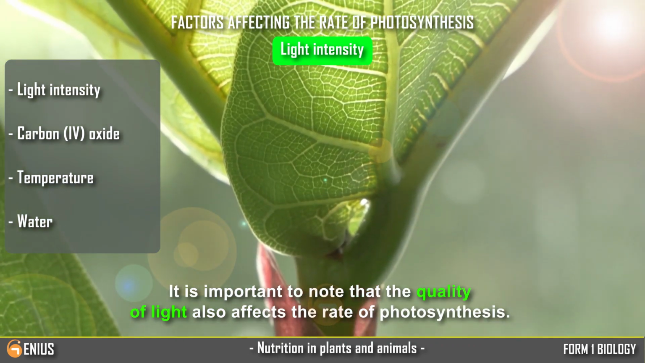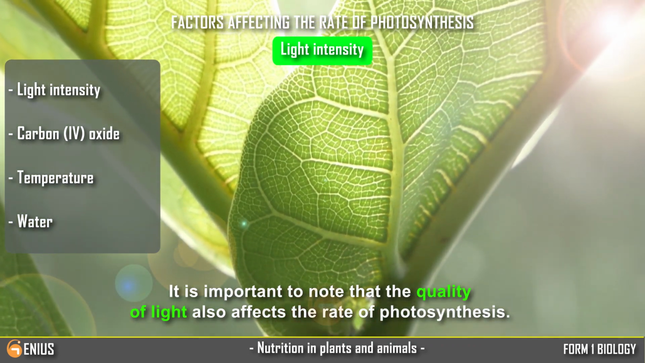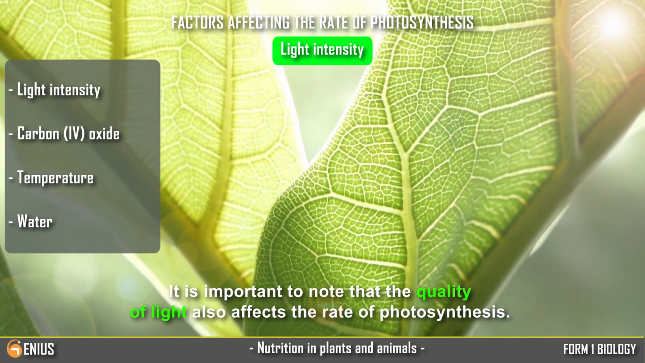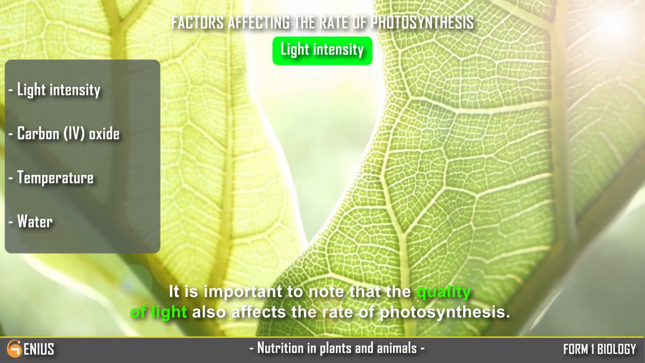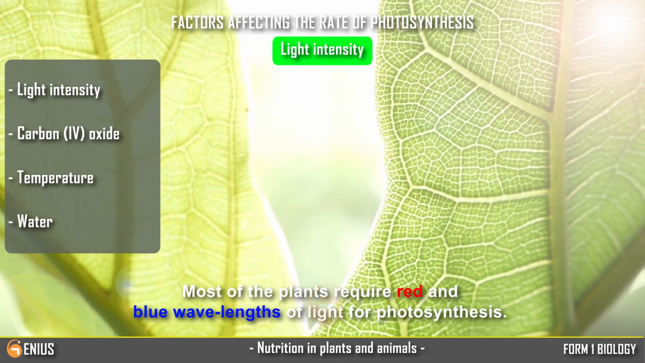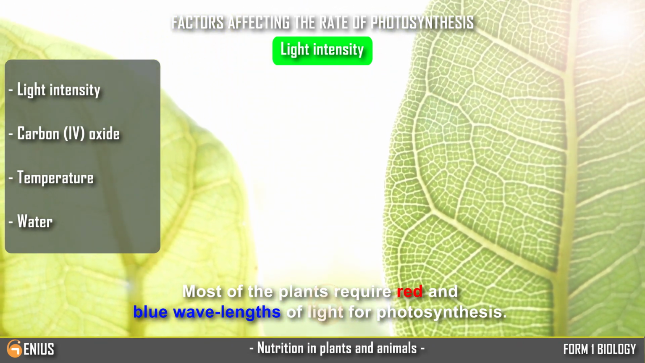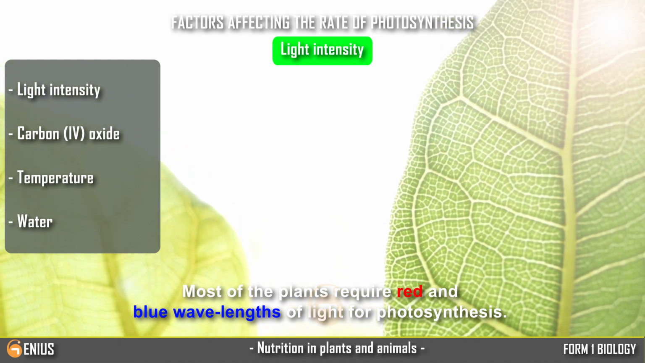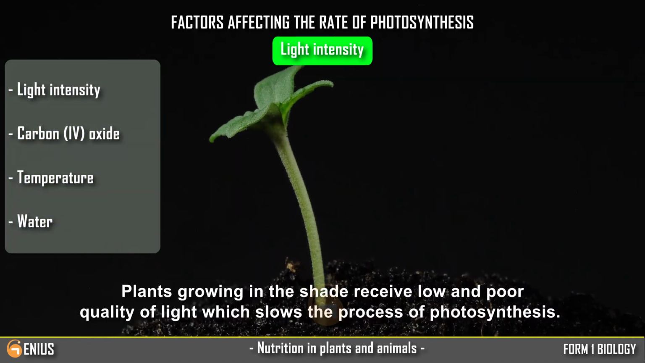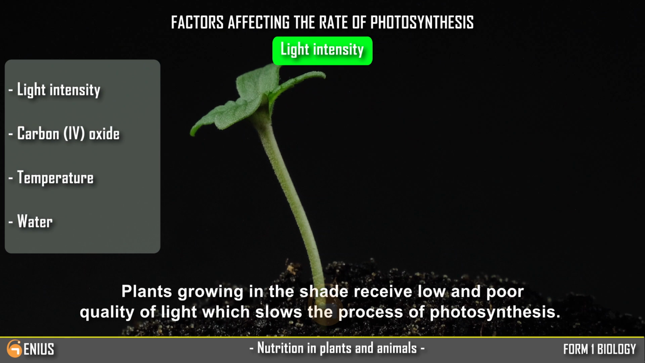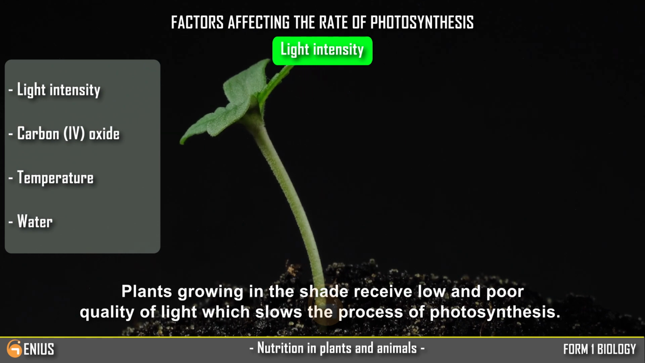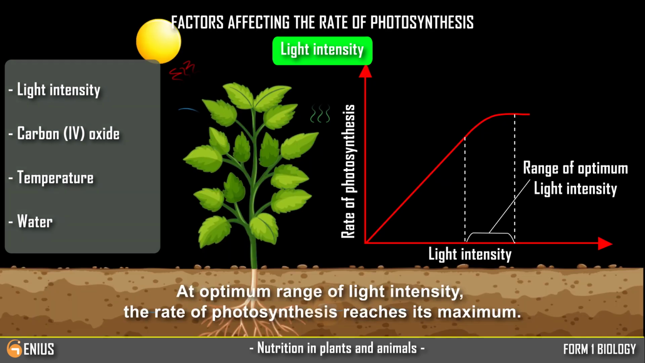It is important to note that the quality of light also affects the rate of photosynthesis. Most of the plants require red and blue wavelengths of light for photosynthesis. Plants growing in the shade receive low and poor quality of light, which slows the process of photosynthesis. At optimum range of light intensity, the rate of photosynthesis reaches its maximum.